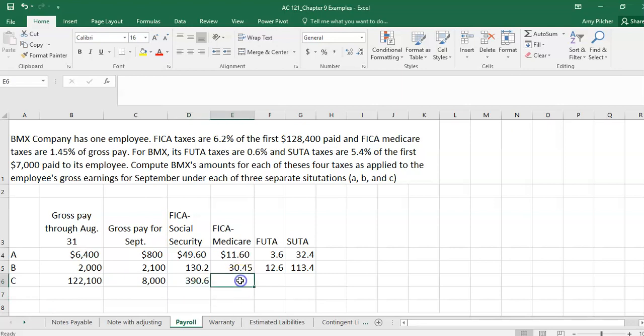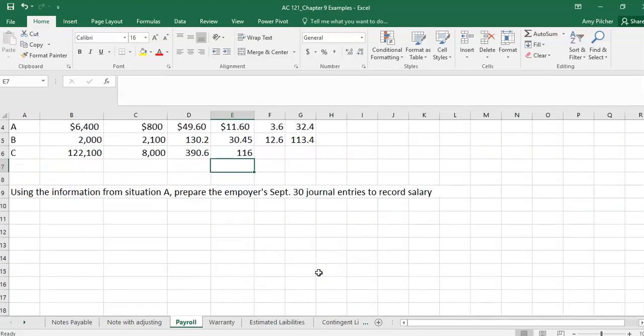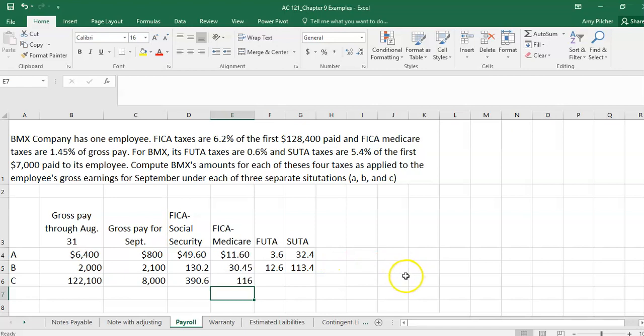For Medicare, there is no threshold. So all of their earnings times 1.45%. And there's no calculation for unemployment tax because they're well over the $7,000 amount.